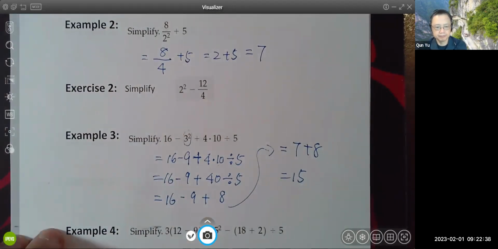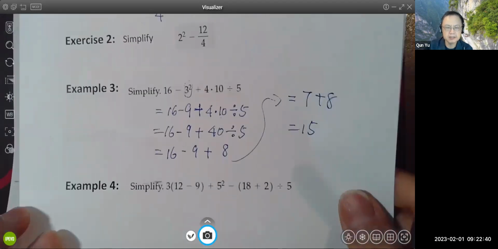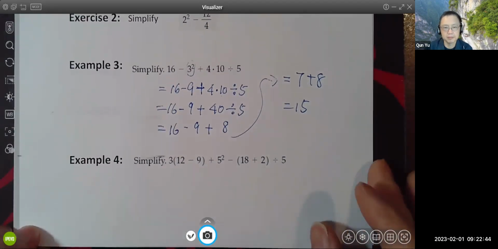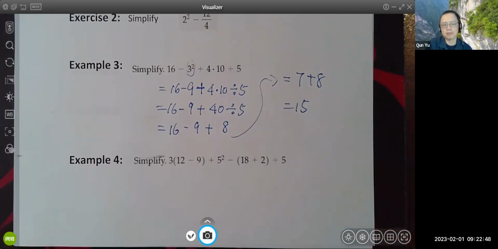Over to the next one. We have an even longer one. Apparently, you see parentheses, right? So it's getting a little bit more complex. But as long as we follow the order of operations, everything is going to be fine. It's just a little bit more work, nothing more than that, right?